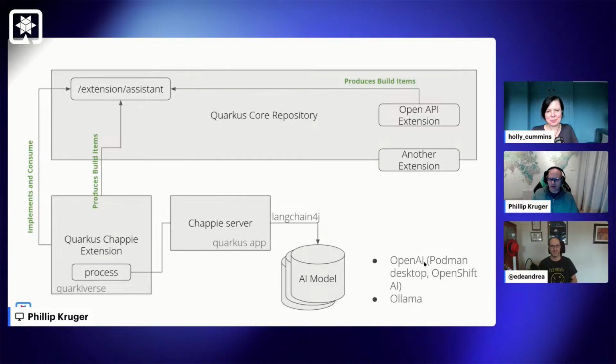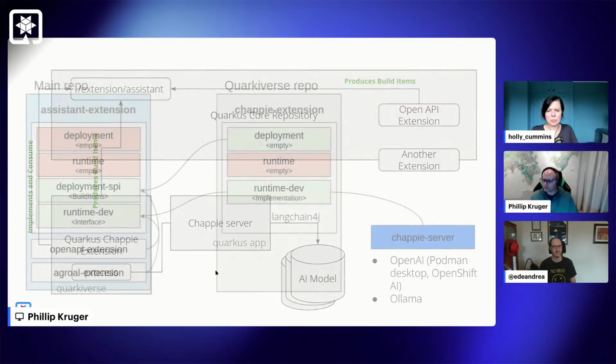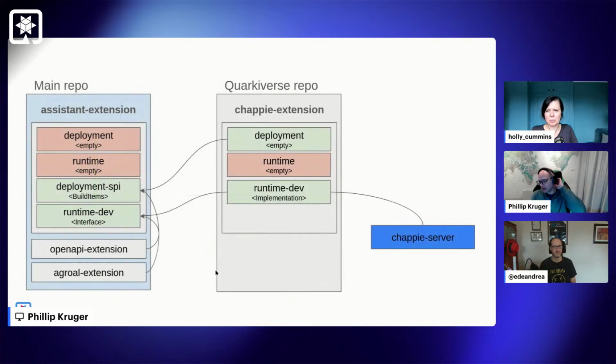Yeah, and at the moment we can do any OpenAI type protocols, so either the remote OpenAI or something like Podman Desktop or OpenShift AI, or we can do Ollama. But technically, we can actually do anything that LangChain4j can do, but that's all that's been built in at the moment.